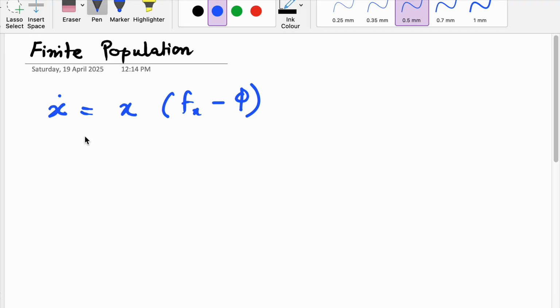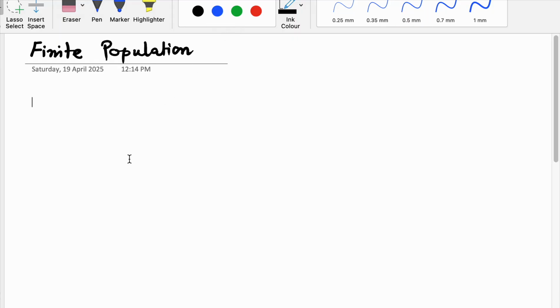But if we have only a finite number of individuals in the population, then we cannot write this kind of equation. We have to see the stochastic version of it, and we have to see the dynamics: at an instant one individual is coming into the population, and at the end of the day, what kind of scenario you can see.